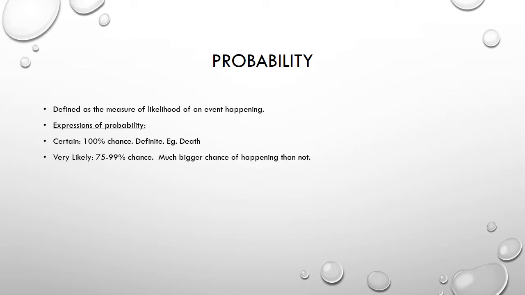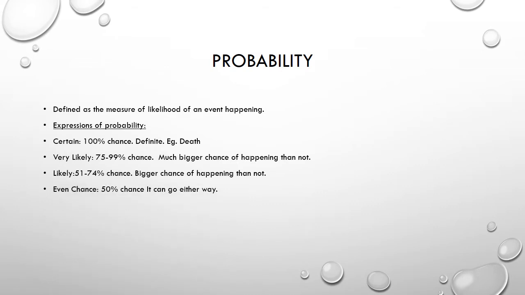Very likely is 75 to 99%, so there's a much bigger chance of it happening than not. Likely is between 51 and 74. It means there's a bigger chance of it happening than not. Even chance is 50%, it can go either way.